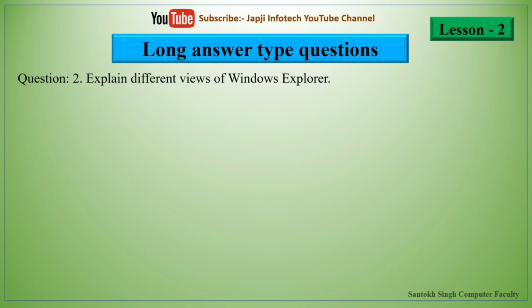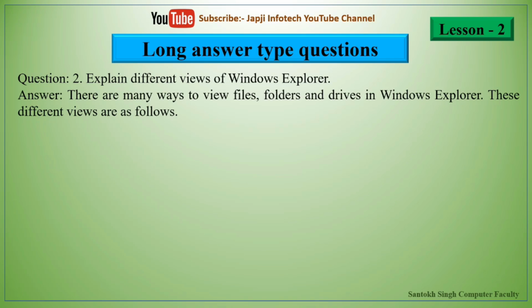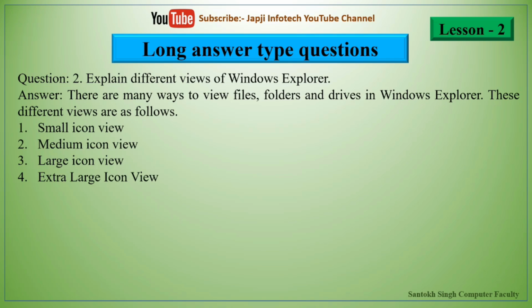Our second question is: explain different views of Window Explorer. There are many ways to view files, folders and drives in Window Explorer. These different views are as follows. The first one is small icon view. Second one is medium icon view. Third one is large icon view. Fourth one is extra large icon view.